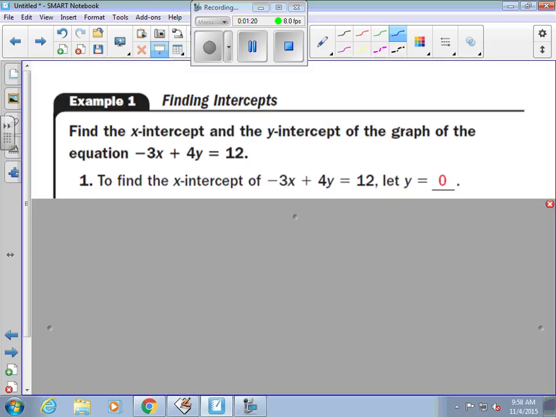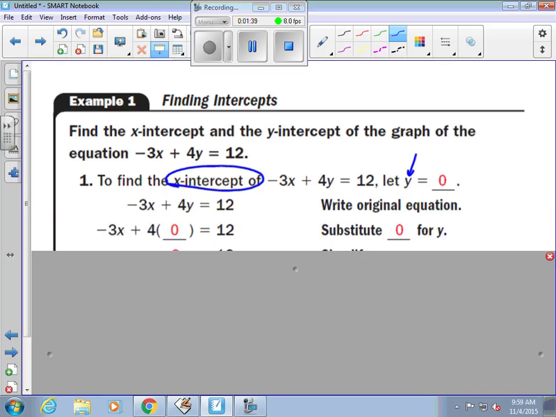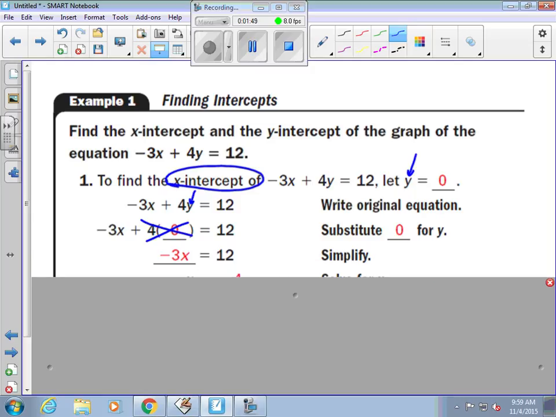Finding intercepts is finding the x and y intercept of this graph: negative 3x plus 4y is equal to 12. To find the x-intercept, you plug in 0 in place of y. So in place of y, 4 times 0. Negative 3x plus 4 times 0. Anything times 0 is going to make it plus 0, so notice that part's gone on the next line.